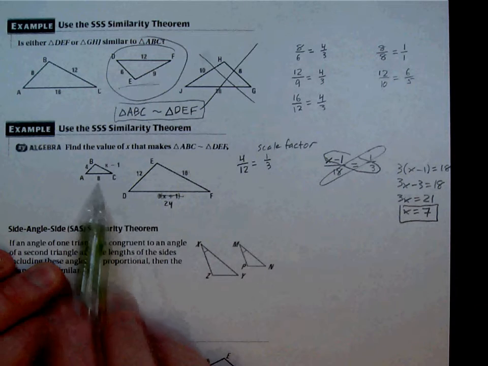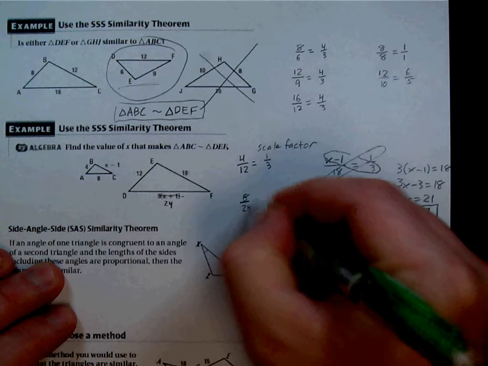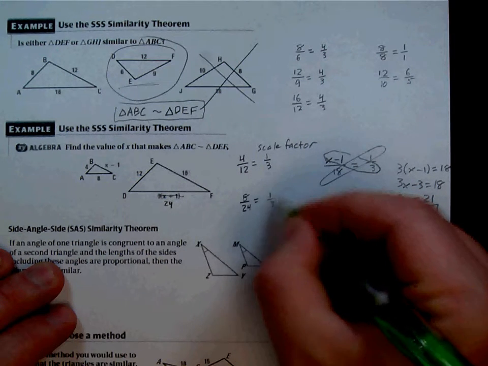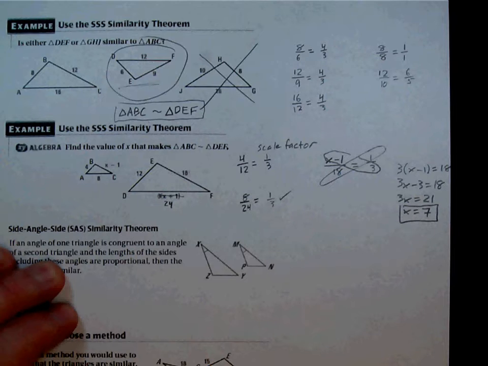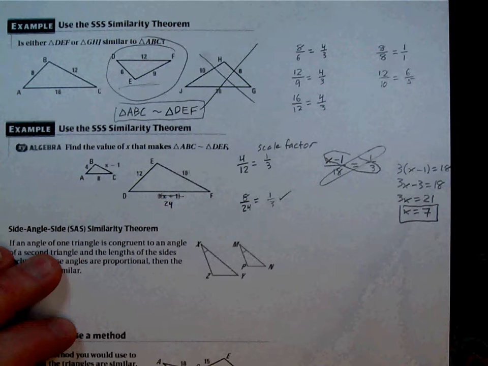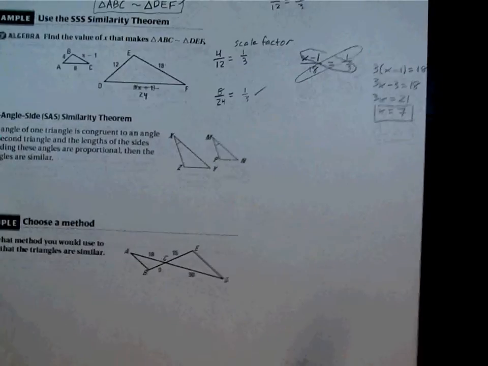I'm going to check this ratio. 8 corresponds to 24. Does that equal my scale factor? Simplify, they're both divisible by 8. I get 1 to 3. Check. Yes, it does. Okay. So it's a little bit weird that they had x in there twice. Typically, that's not going to happen. Had I used the bottom sides instead of the right sides, I would have still got the same answer of 7. But it's weird that it had it both times, but it did.